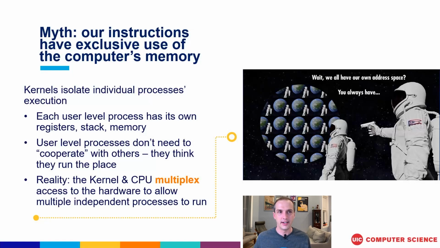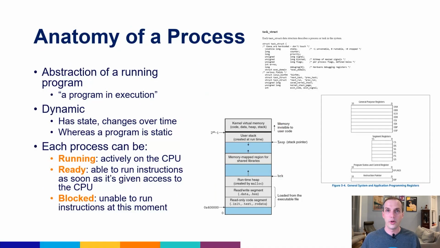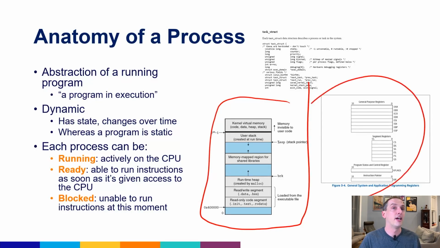The reality here is that the kernel, along with the CPU, is multiplexing access to the resources of the computer in a way that allows each of these processes to run fast, efficient, and simply so that they don't have to worry about all the other processes. So when we're talking about a process, we talked a little bit in a previous video about how fundamentally a process just consists of its memory layout and its registers. Here we've got that handy dandy drawing we've seen of the memory layout of a running process, and the list of registers from the x86-64 manual.